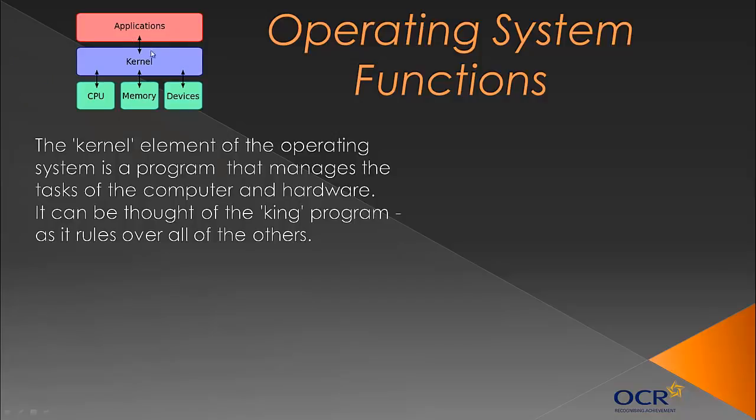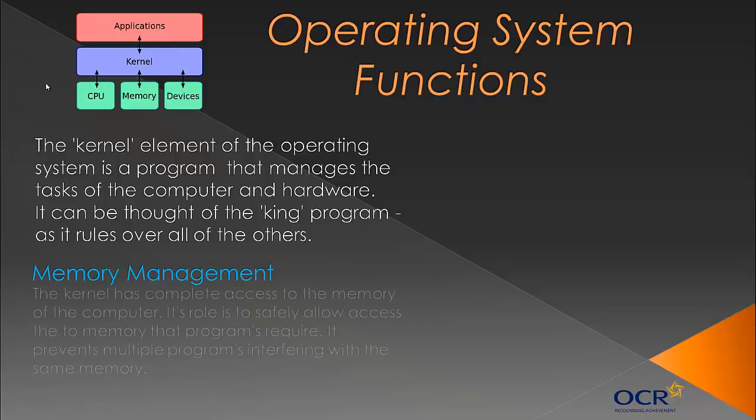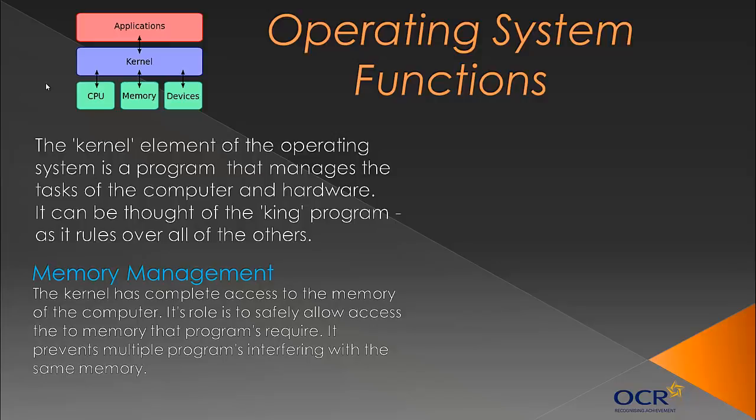So you can see there's a little bit of a kernel. It interacts with the applications, and through that the hardware can be accessed. An important function of the operating system, and specifically the kernel, is memory management. The kernel has complete access to the memory of the computer, and its role is to safely allow access to the memory that the programs require. So essentially the kernel's job is to manage memory access.